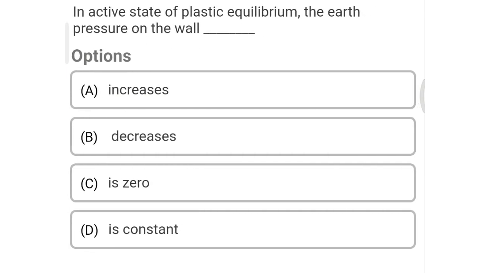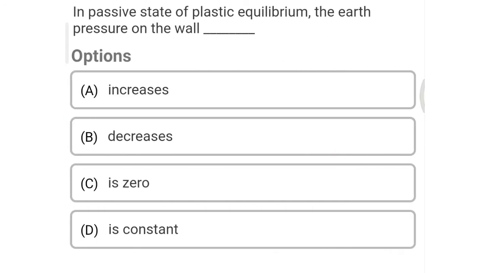So next question, in active state of plastic equilibrium, the earth pressure on the wall option A increases, option B decreases, option C is 0, option D is constant. So the correct answer is option B decreases. So next question, in the passive state of plastic equilibrium, the earth pressure on the wall option A increases, option B decreases, option C is 0, option D is constant. So the correct answer is option A increases.